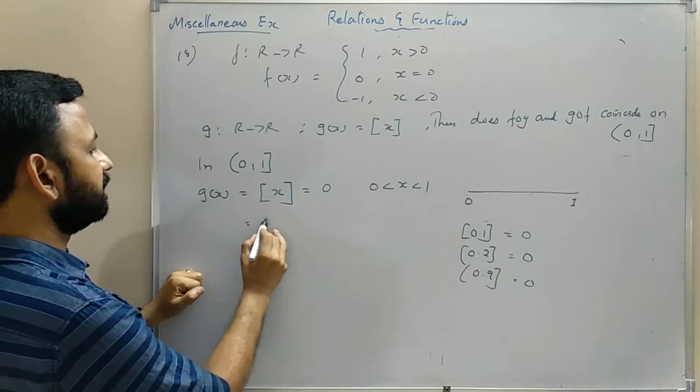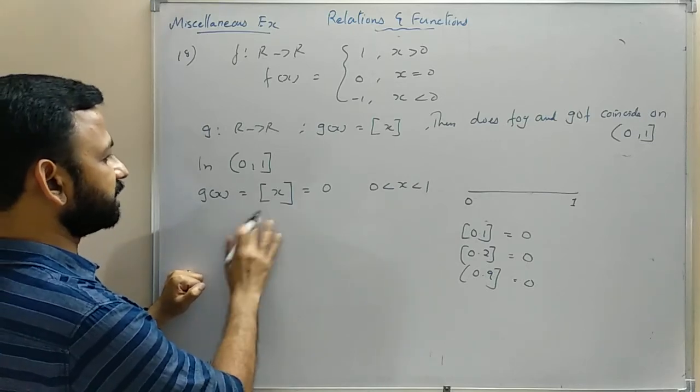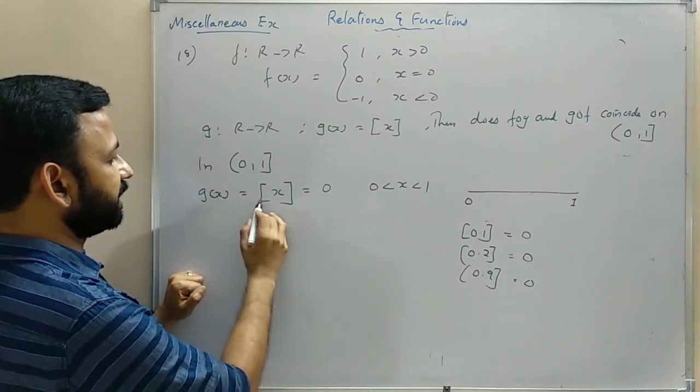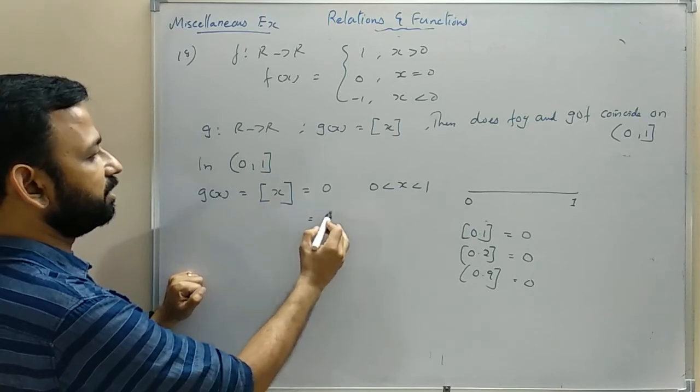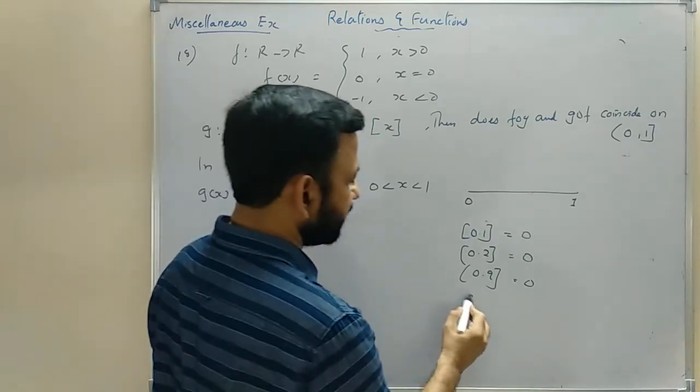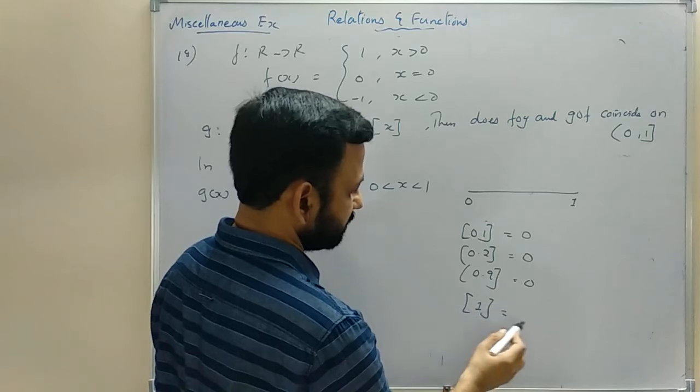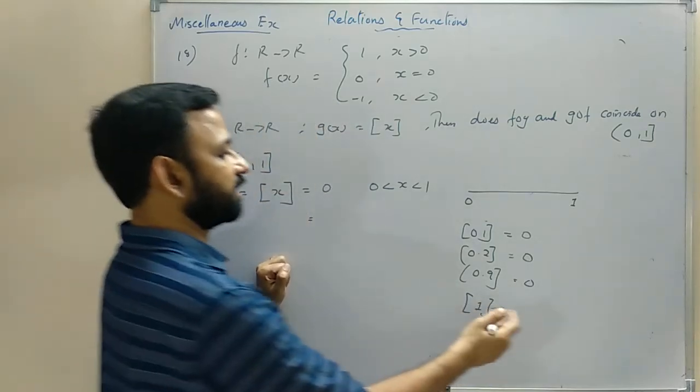And here, greatest integer function at 1, the greatest integer less than or equal to 1, that is 1.